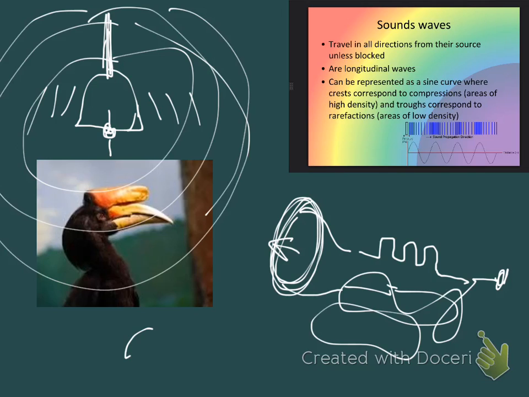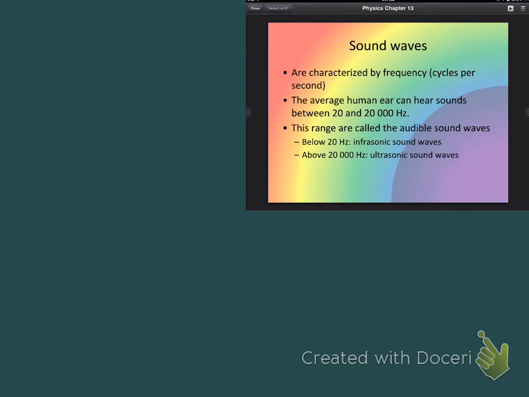Okay, fascinating. And we said they're longitudinal waves. We can line up the compressions and rarefactions to the crests and troughs, the high and low parts of a transverse wave. Okay. Sound waves have frequency. They're waves like any other. We can measure frequency, speed, and wavelength.